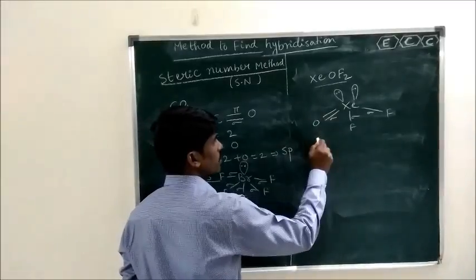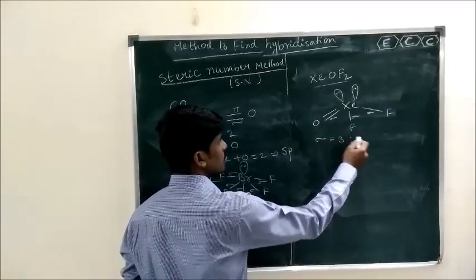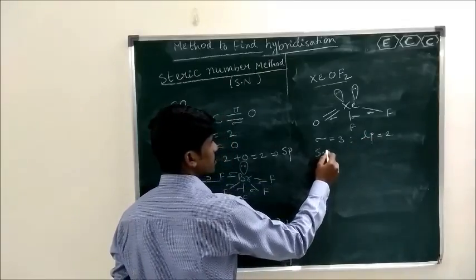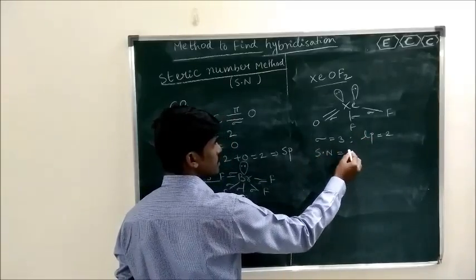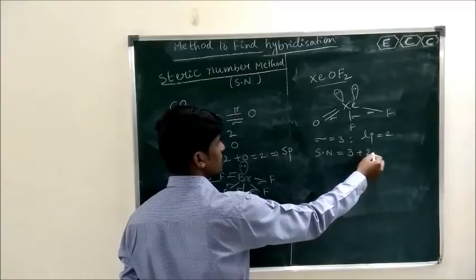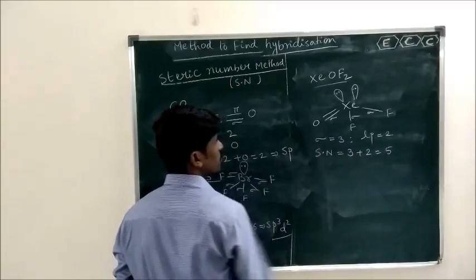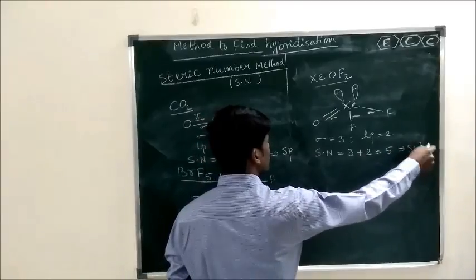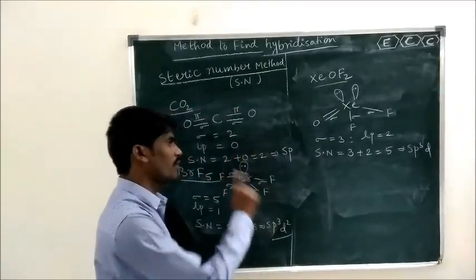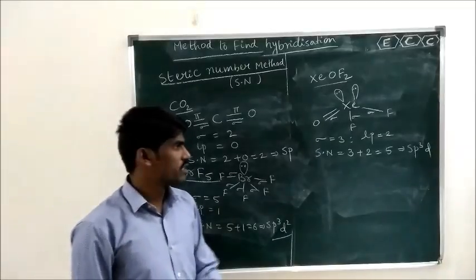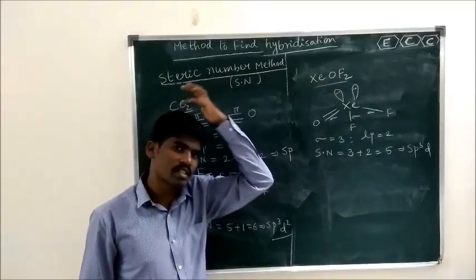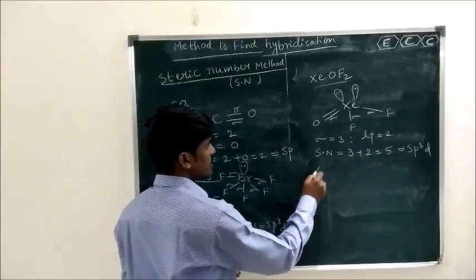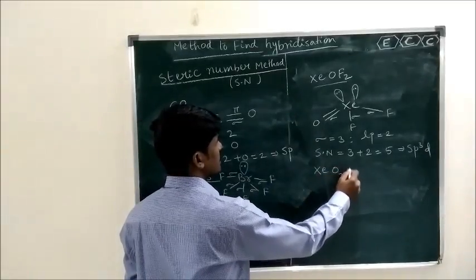Right? So total number of sigma bonds is equal to 3. Lone pairs are equal to 2. So steric number is equal to sigma plus lone pairs. Sigma is 3. Lone pair is equal to 2. 3 plus 2 is equal to 5. If 5 is the steric number, what is the hybridization? sp3d. We are not talking about the shapes here. Right? Shapes of molecules will be discussed in VSEPR theory only.